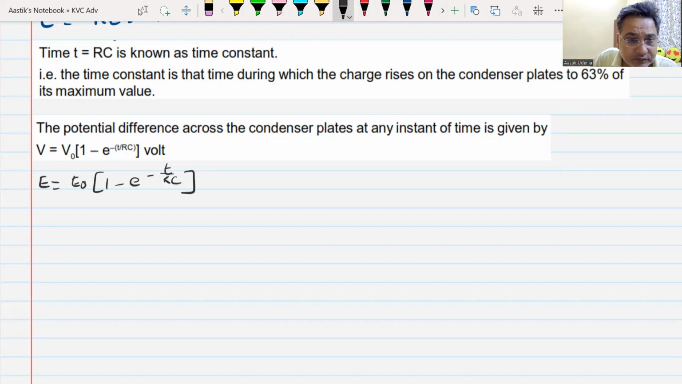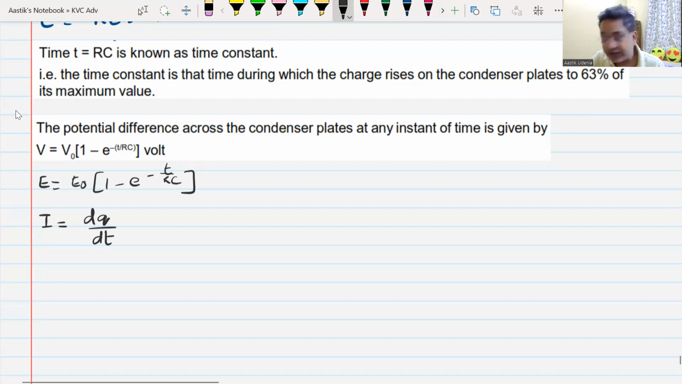Yes, sir. Now, many a times, apart from asking you the charge and the voltage, they can also ask you the current in the capacitor as a function of time, or current in the circuit as a function of time. To find the current in the circuit as a function of time, you just need to differentiate q with respect to t. Do we understand this? Yes, sir.